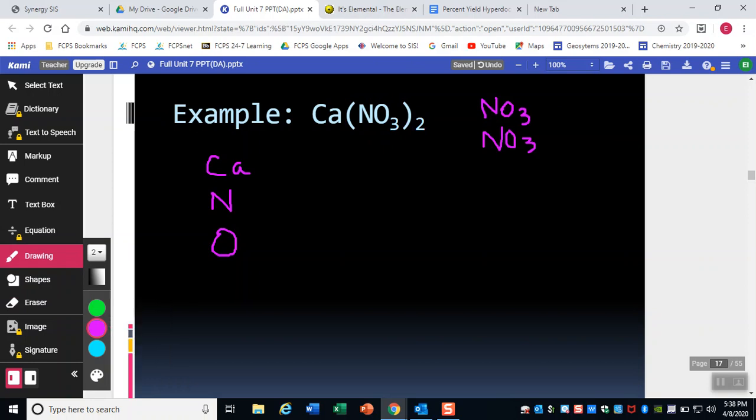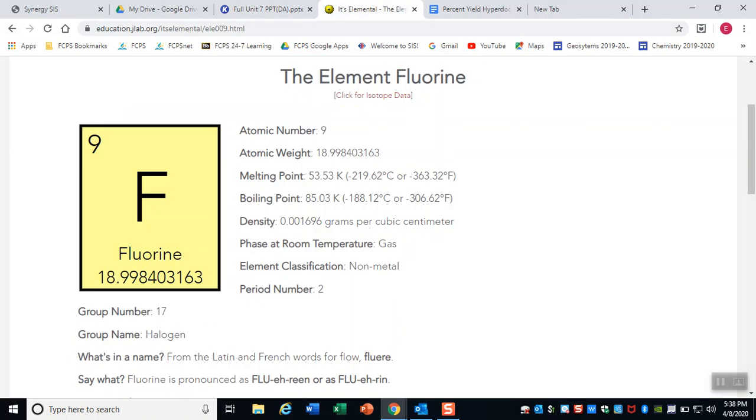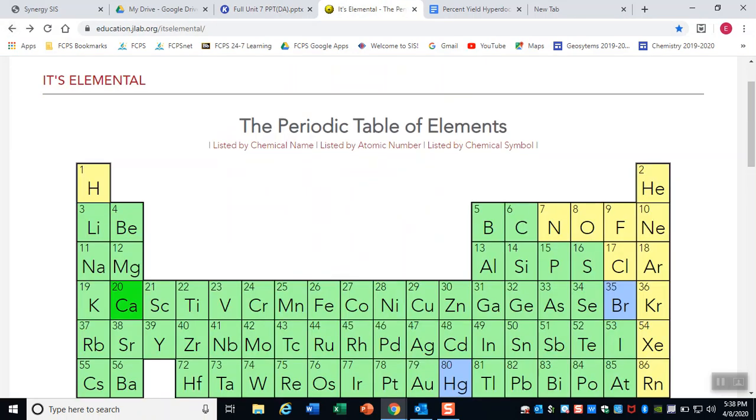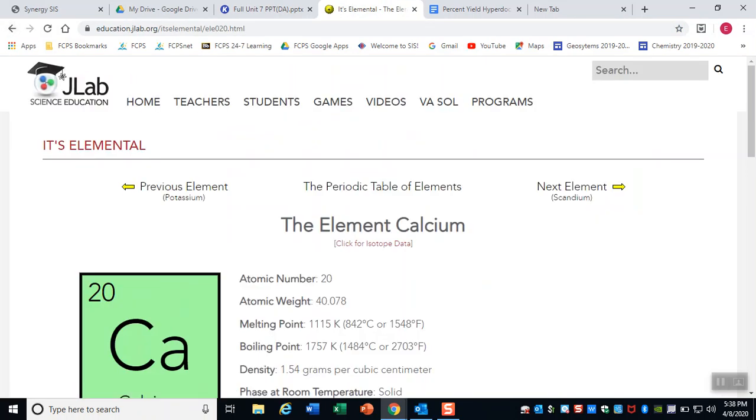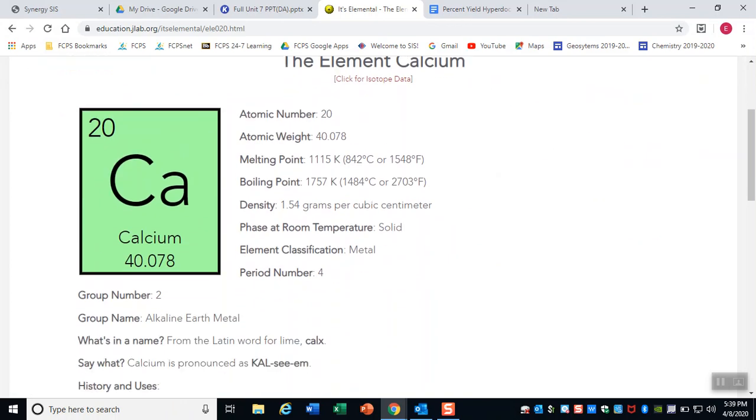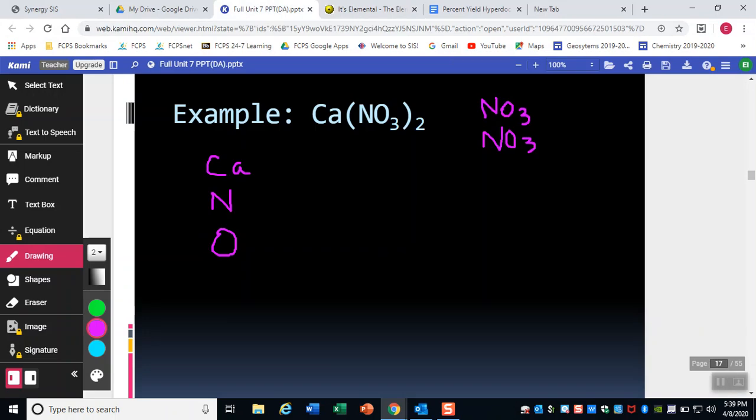So for calcium, I'm going to look up here to see what my mass of calcium is. The atomic number is 20, which means I have 20 protons, but since I'm looking at the mass, that's going to be the atomic mass, right? That's the average. So I'm going to take the mass number, which is just 40. So 40 for each mole of calcium.